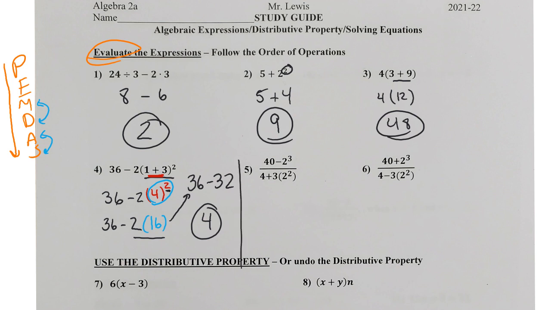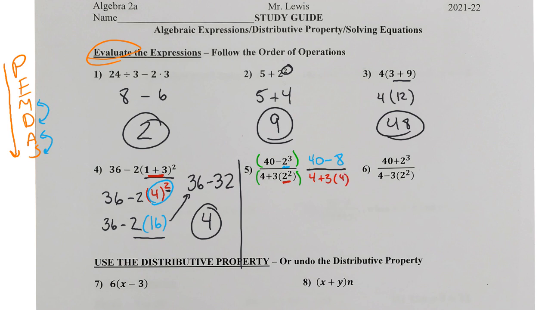Now remember, on 5, there is implied parentheses around the top and the bottom. So basically, you do the top first, then you do the bottom, then you do top divided by bottom after everything's done. So I'm going to do my exponent first on top. So I have 40 minus 8, because 2 times 2 times 2 is 8. Now I'm doing the bottom. In the bottom, I do the 2 squared first. So I have 4 plus 3, and then 2 squared is 4.